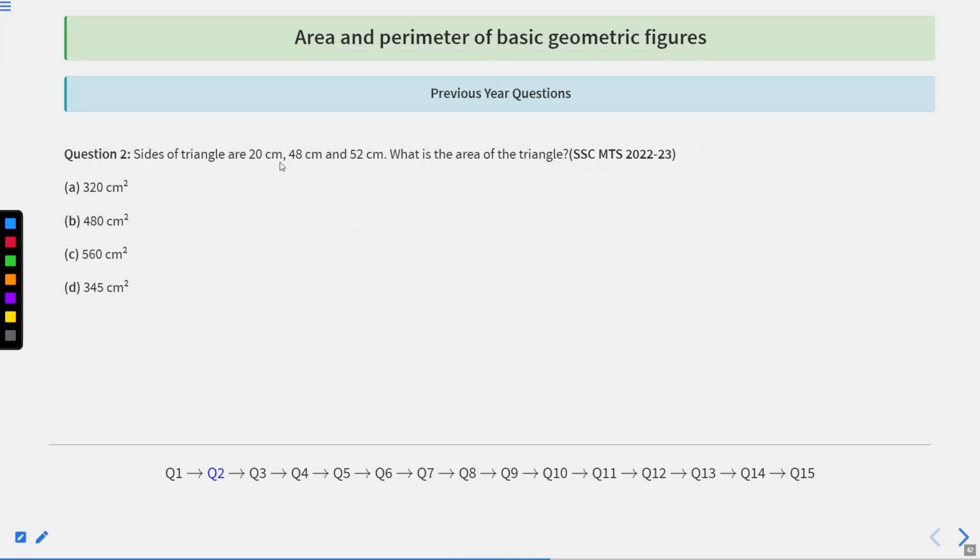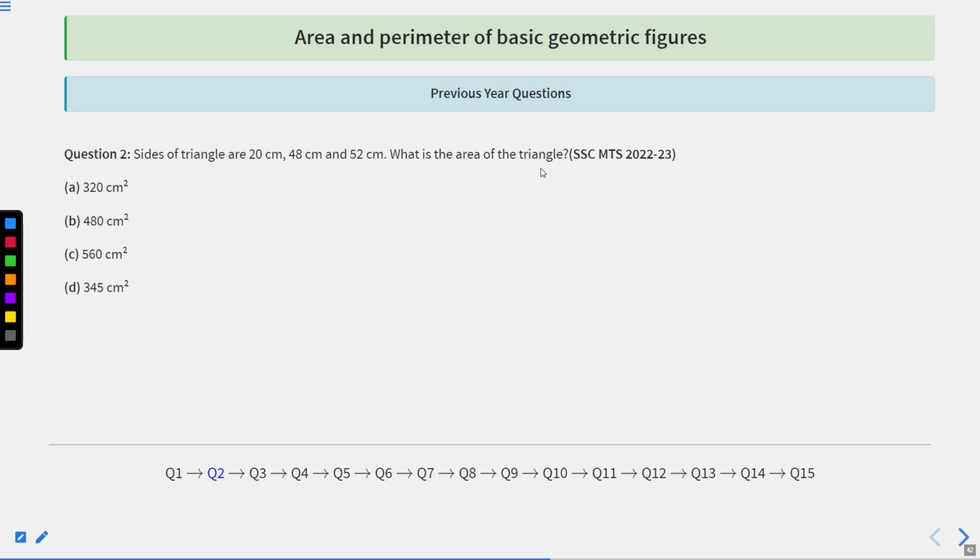Sides of triangle are 20 centimeter, 48 centimeter and 52 centimeter. What is the area of triangle? It is a very direct question. You just have to think what is the formula to find the area of a triangle. So area of a triangle can be obtained using two methods. First of all, half base into height, and secondly, Heron's formula. Heron's formula relies on length of the sides of that particular triangle.